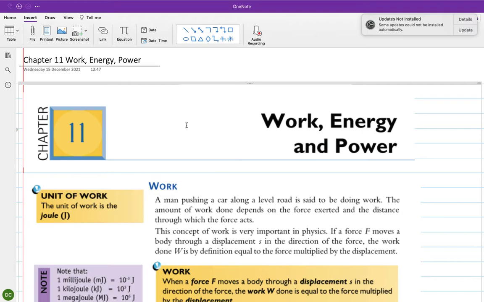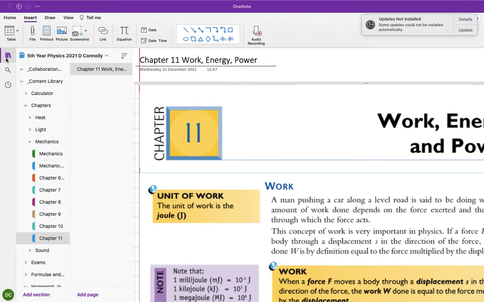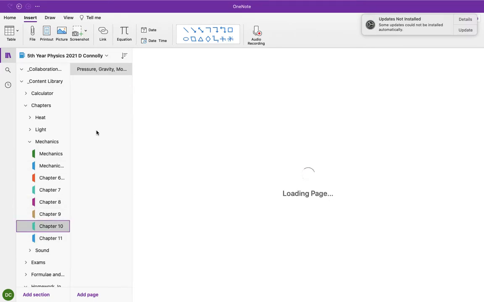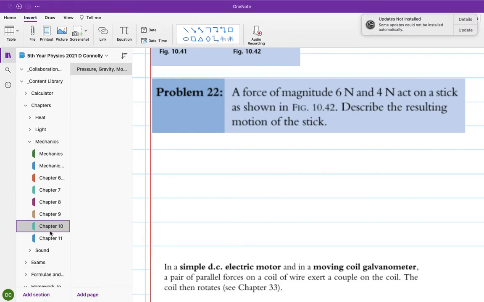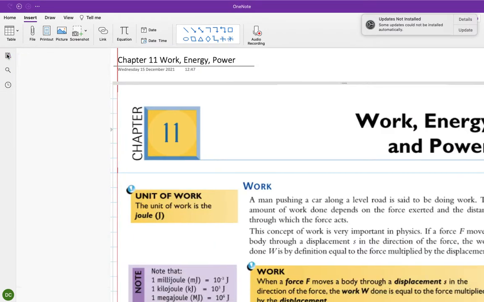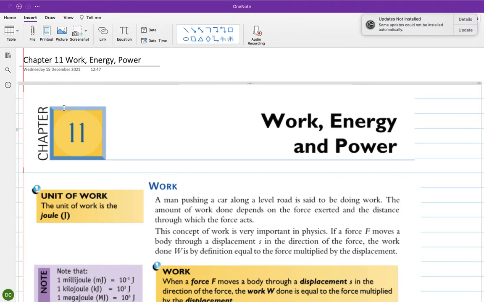So this chapter is, I think, similar to the last one. Was the last one split in three? Yeah, pressure, gravity, moments. So this chapter is the same. There's three parts to it: work, energy, power. The reason they're grouped together is because there's a relationship between them. There's a connection between work, energy, and power. Okay, so we'll start with work.